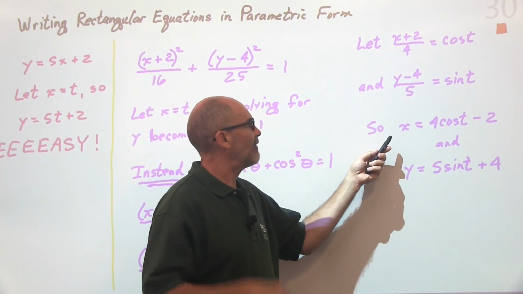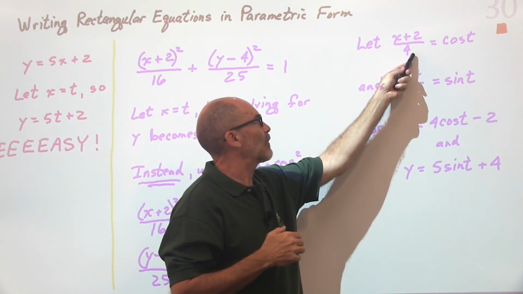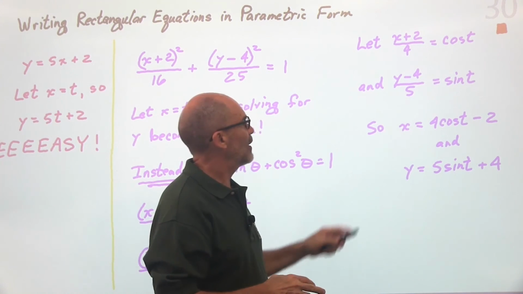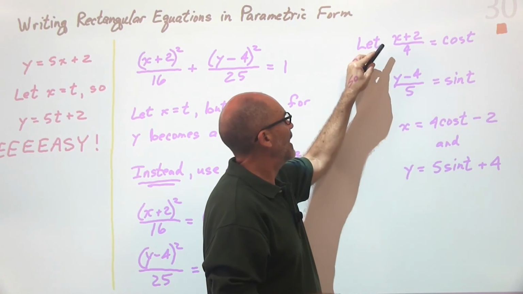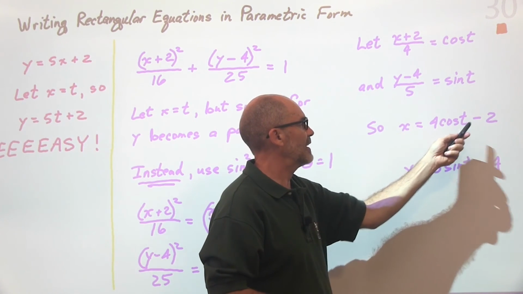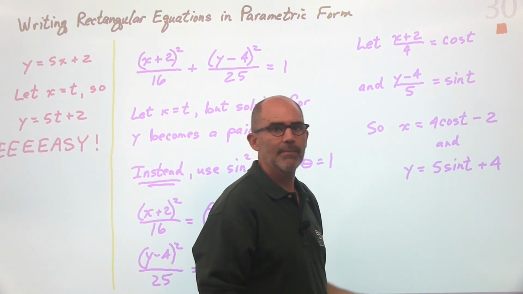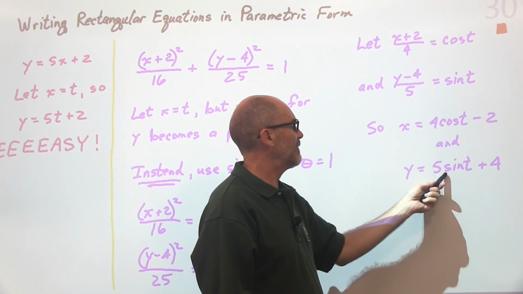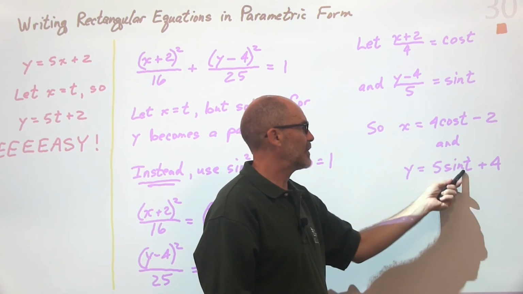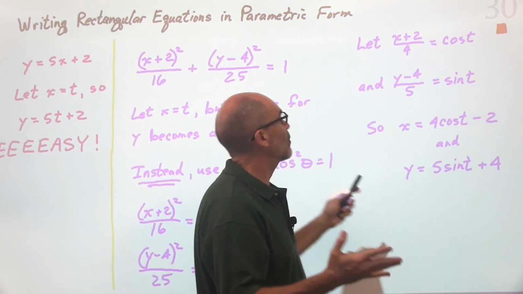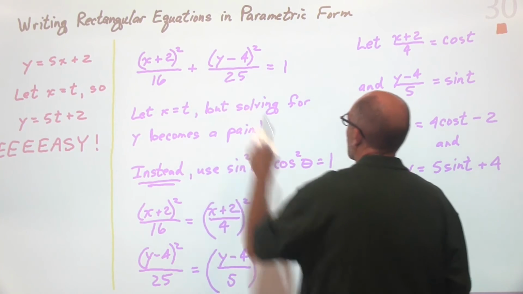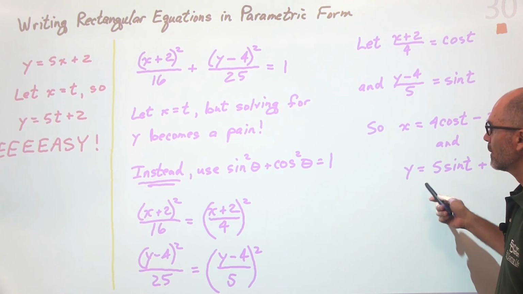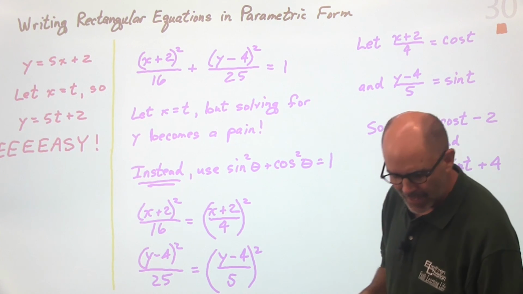So notice then I've got, if x plus 2 over 4 equals cosine t, I want to get x alone. So I multiply by 4 and I subtract 2, and x equals 4 cosine t minus 2. So notice x is a function of t. And then multiply by 5, add 4, y equals 5 sine t plus 4. So y is a function of t. That's it. I just went from a rectangular equation to a parametric, I should say a pair of parametric equations. So, piece of cake. Have fun with these.